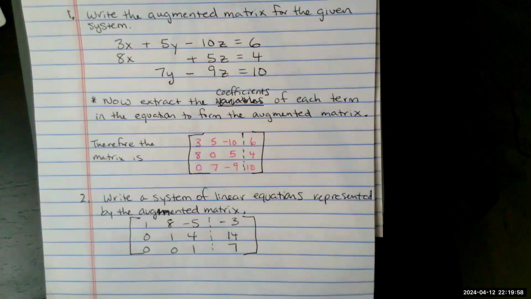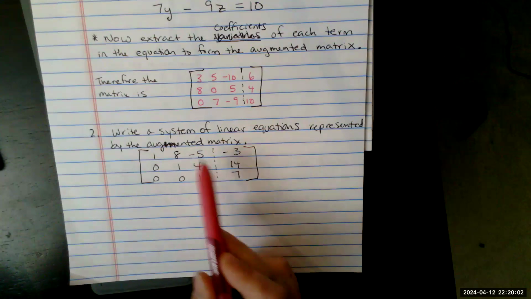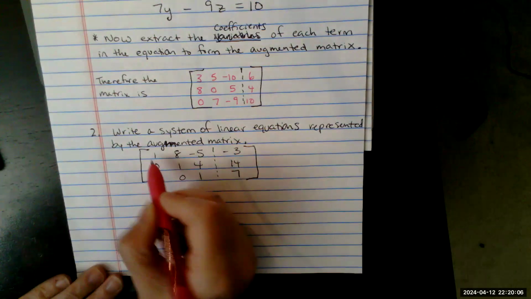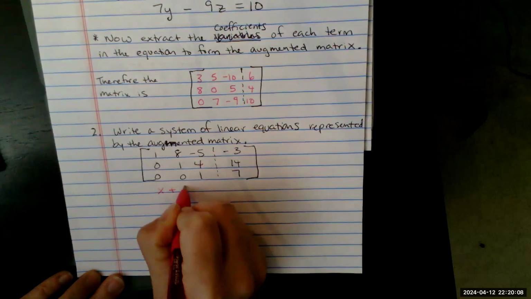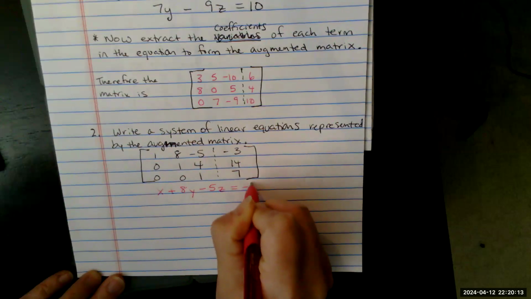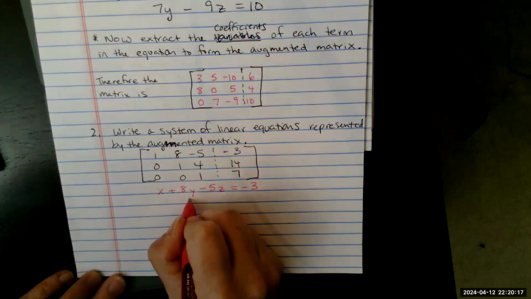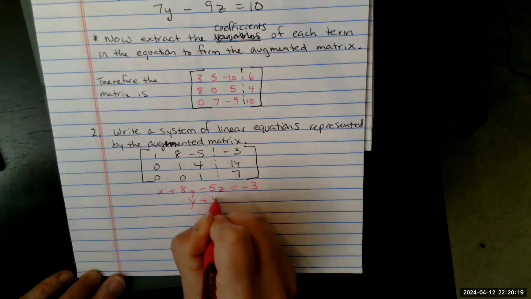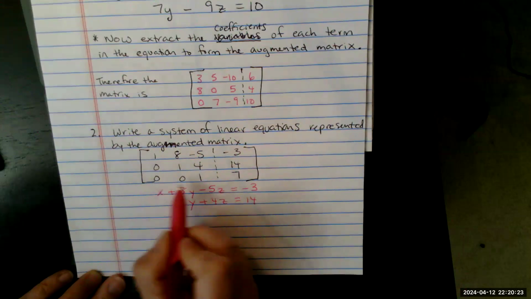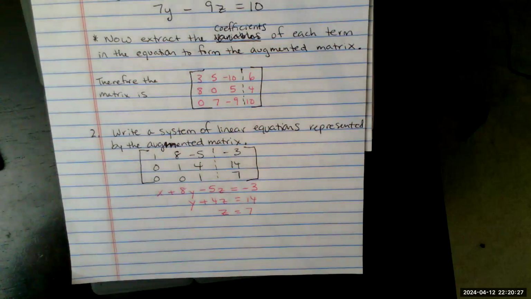Okay? So for the next one, it's doing the opposite. It's giving you the matrix and asking you to set up the linear equations. So that would mean 1x plus 8y minus 5z equals -3. 0x, so you don't even need to write that. So 1y plus 4z equals 14. And there's no x's, no y's, so z equals 7.